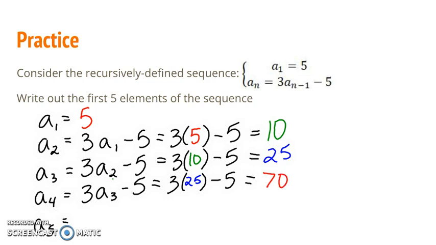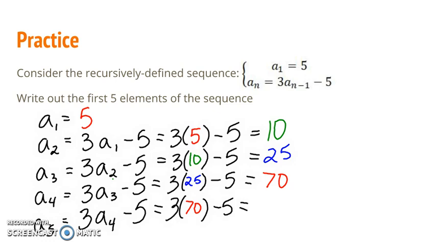Okay, last one then. 3 times a sub 5 minus 1, so a sub 4, minus 5. So I get 3 times, what was my a sub 4? Well, a sub 4 was 70, minus 5. 3 times 70 gives me 210, and 210 minus 5 gives me 205.